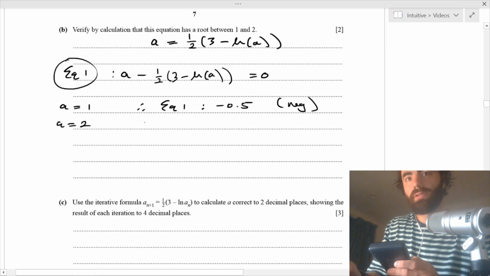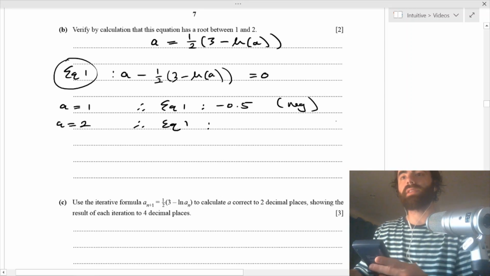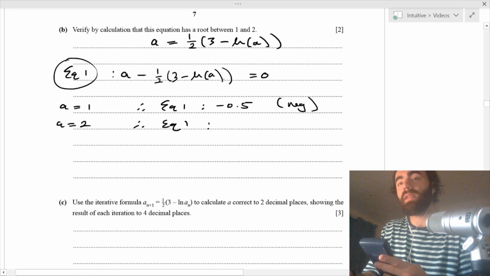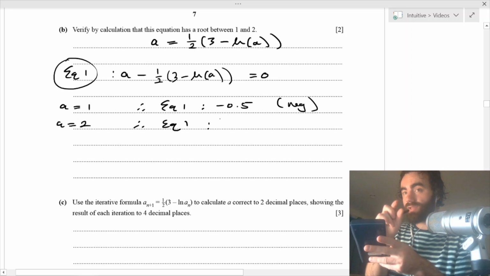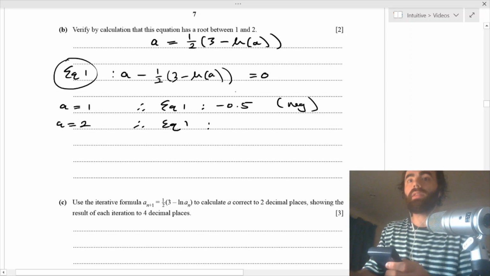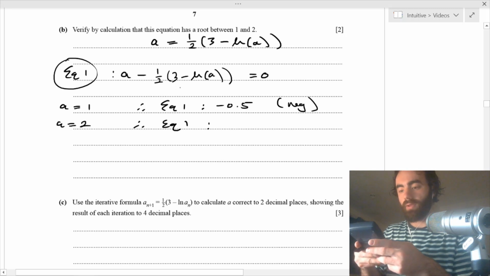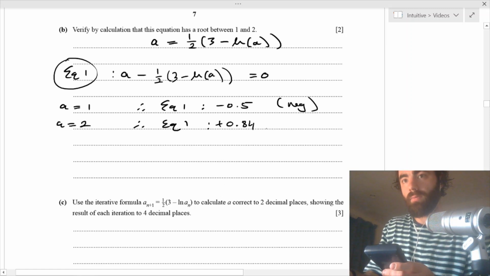And when we plug in a equals 2, equation 1 becomes, now this should be positive, because if it's positive that means there's a root or a solution, because this thing is meant to be equal to 0. So if it's going from just below 0, negative, to just positive, then clearly there's a solution between 1 and 2. So we plug in 2 minus a half of 3 minus ln of 2. Cool, and this is positive 0.84. So this is positive.